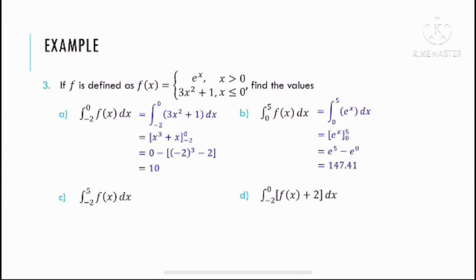For question C, the integration is from -2 to 5. Since the function is defined for x greater than 0 or x less or equals to 0, so it is the sum of integration from -2 to 0 and 0 to 5, which we already calculated in question A and B. So just substitute the answer from A and B and add them.